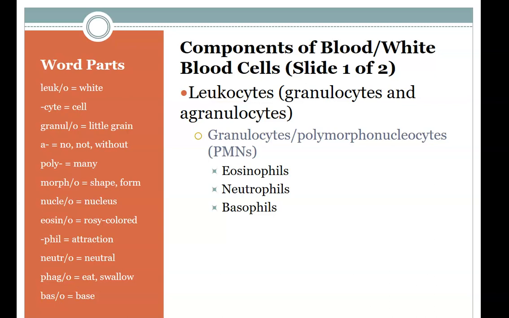The two names are used interchangeably, and you should be familiar with both. There are three types of granulocytes. You have eosinophils, which are cells that absorb a rosy-colored acidic dye, which causes them to have a reddish color. An increase in eosinophils is usually the body's response to defending itself against allergens.